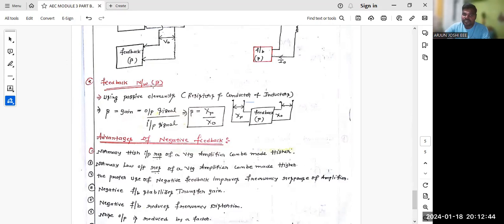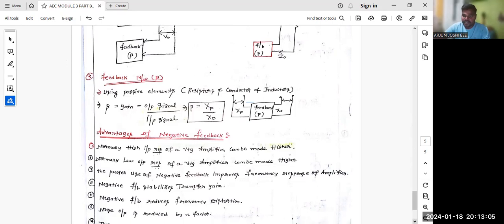Now, what do you mean by the feedback network? We represent the feedback network in terms of beta. Beta is nothing but output divided by input signal. If we take voltage, that is VF divided by V0. But here, X means it may be voltage or it may be current. So that is XF divided by X0, which I already took.